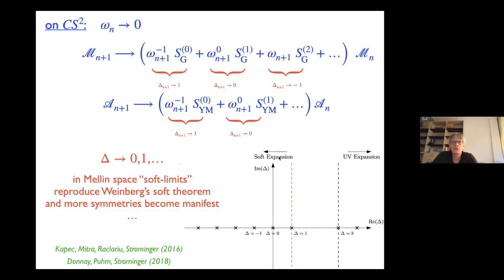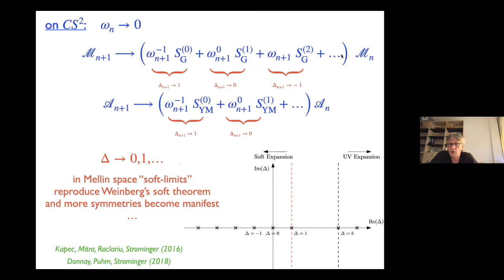So you see that this is an expansion in the complex delta space. Here we are on the principal series, so we have learned that delta should be one plus i lambda. We are sitting here, but doing the soft expansion means that we move in the IR, so we do this IR expansion, which corresponds to moving in this delta space towards the left-hand side. For each of these discrete positions, we obtain some soft factor, which is again related to a symmetry. And of course, going in the other direction gives higher order terms, the UV expansion.